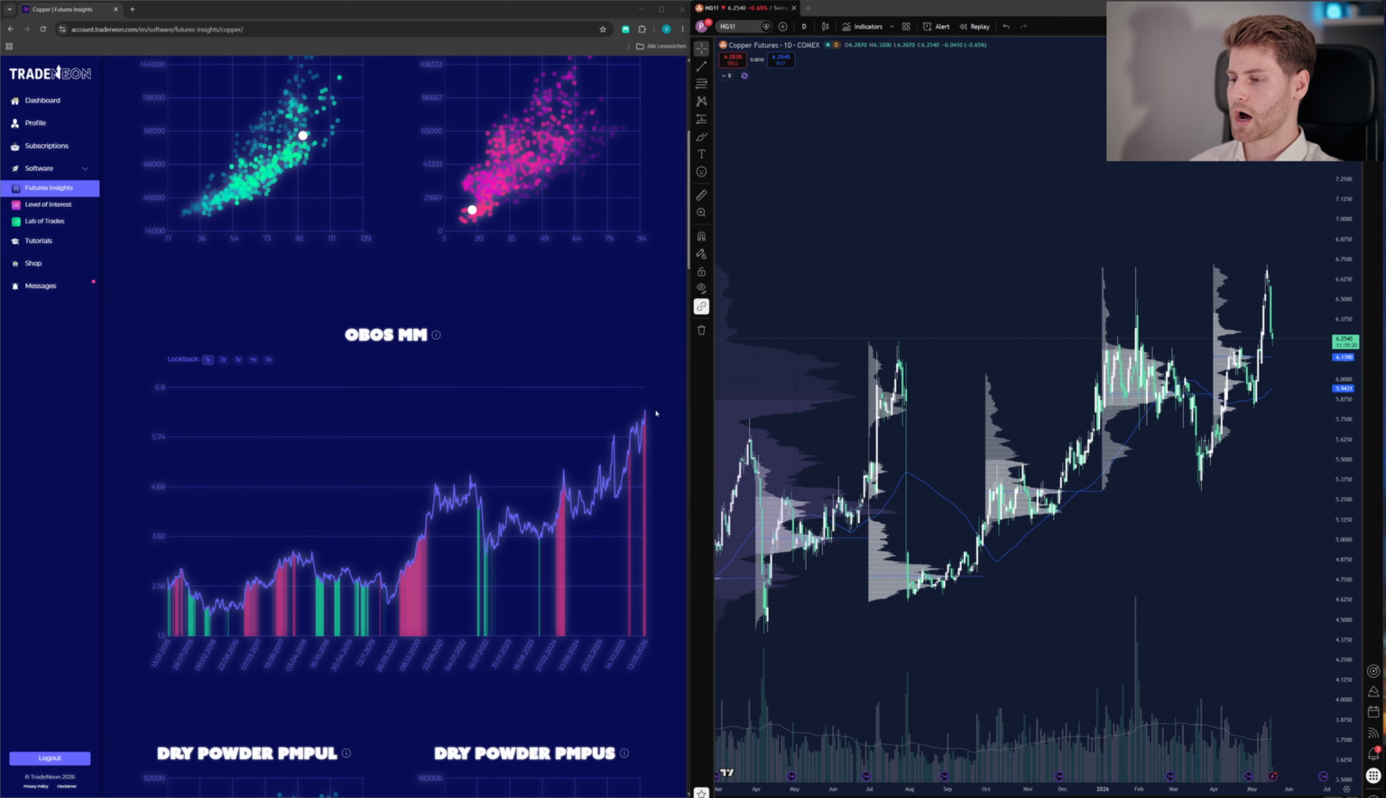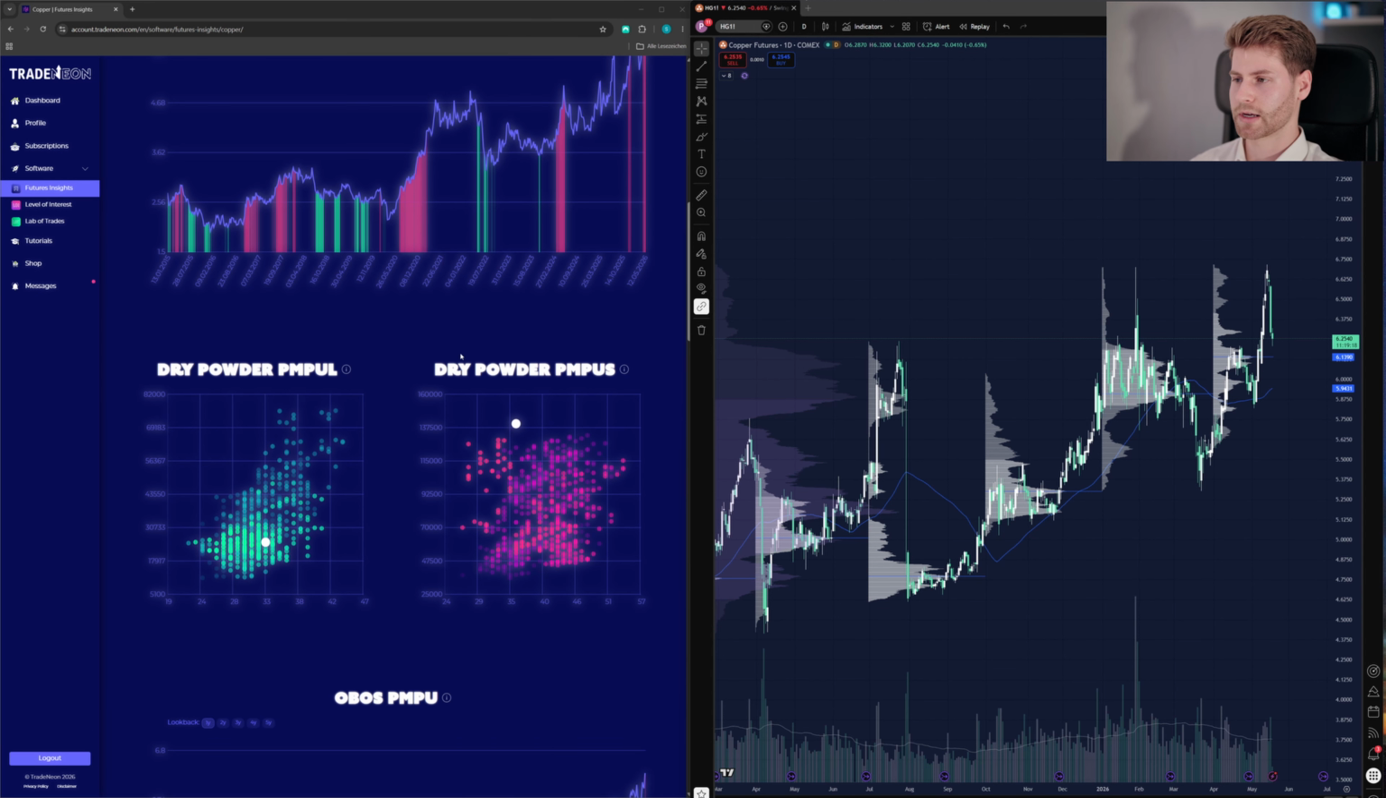Let's move over to our PMPUs, starting off with our dry powder indicators. And what we can say right off the bat is that they have to be seen in contrast to the managed money side. Because when it comes to this group, they are counter trend traders. So that simply means when they see the price as momentarily quite expensive, they build up their short open interest. And when they see the price as, well, relatively cheap, they build up their long open interest.